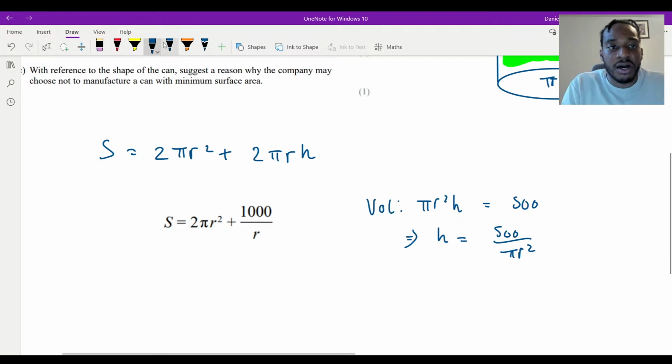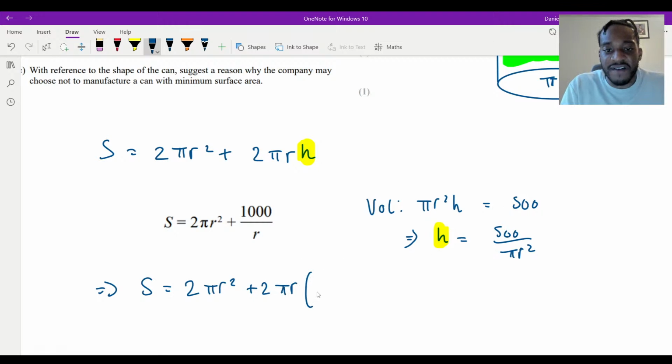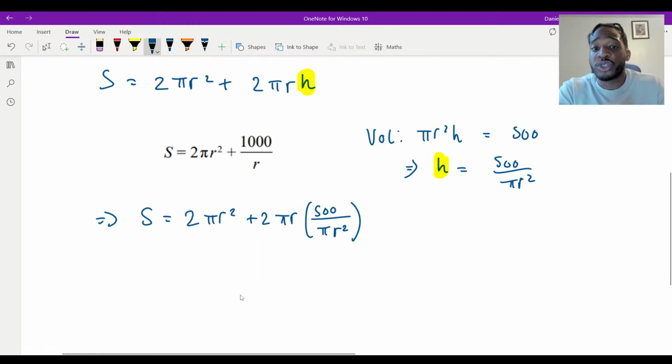So now I've got that. That tells me that I need to put this h into that one there. And so that means that I'm going to get S is equal to 2 pi r squared plus 2 pi r, and then instead of writing h, I'm going to write what it's equal to, which is 500 over pi r squared. And now you can see that we've got an equation for S all in terms of r, which is what we want according to the show that.